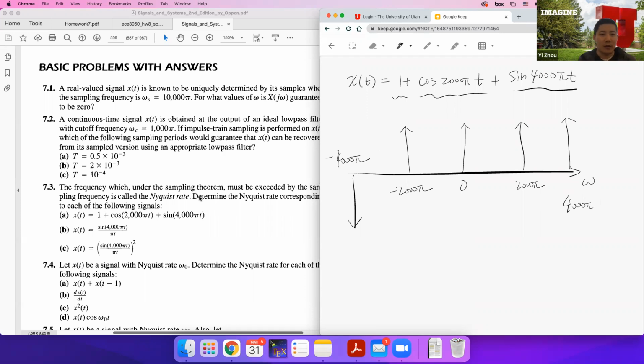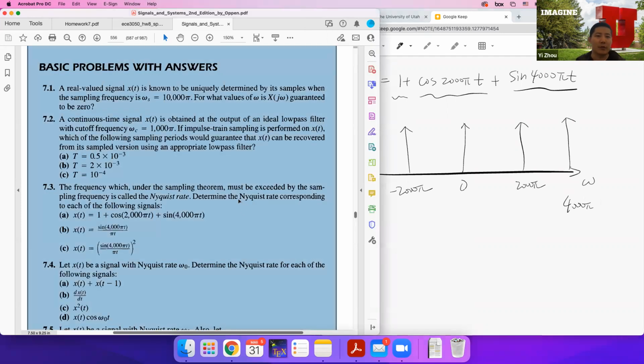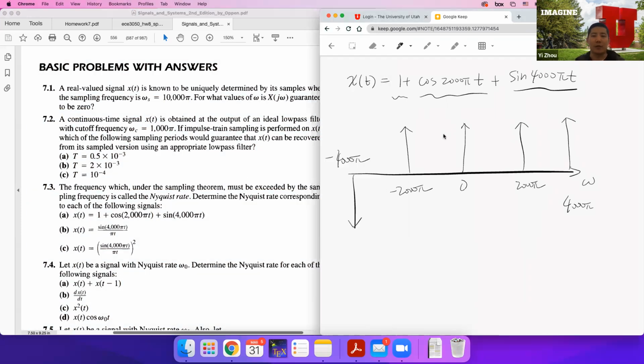But to determine the Nyquist rate, all you have to do is figure out the bandwidth. From this spectrum, you can see the bandwidth is 4000 pi. So the Nyquist rate is 2 times the bandwidth, which is 8000 pi.